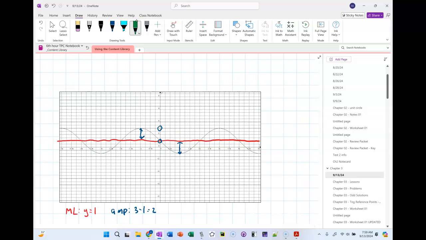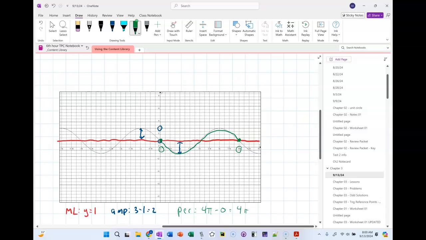And then my last piece is I'm going to look at my period. So again, you can start anywhere. I like to start on the midline. So I'll start here. I did a down, and I did an up, and then I'm back to the midline, ready to do another down again. So that's the end of my period. So my period started at x equals 0 and ended at x equals 4 pi. So the period is just going to be the difference between those. So 4 pi.